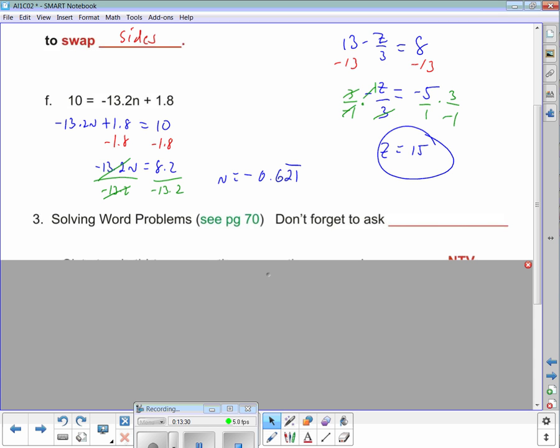Plan a method of attack. Right, well, whatever. I don't know about that one. Make a table or chart if possible. Translate the word phrases into an expression. That's what we're going to do. Solve the equation. We know how to solve. And then check. All right, so let's go ahead and get right into it.